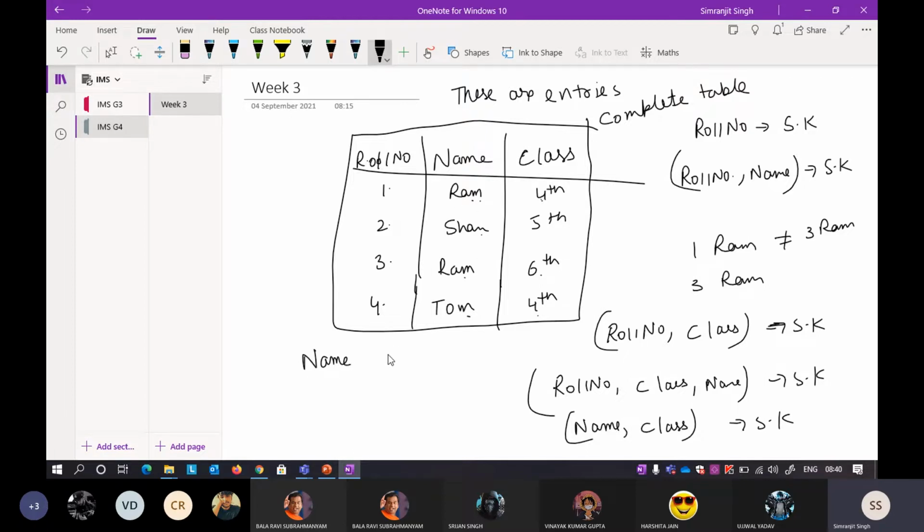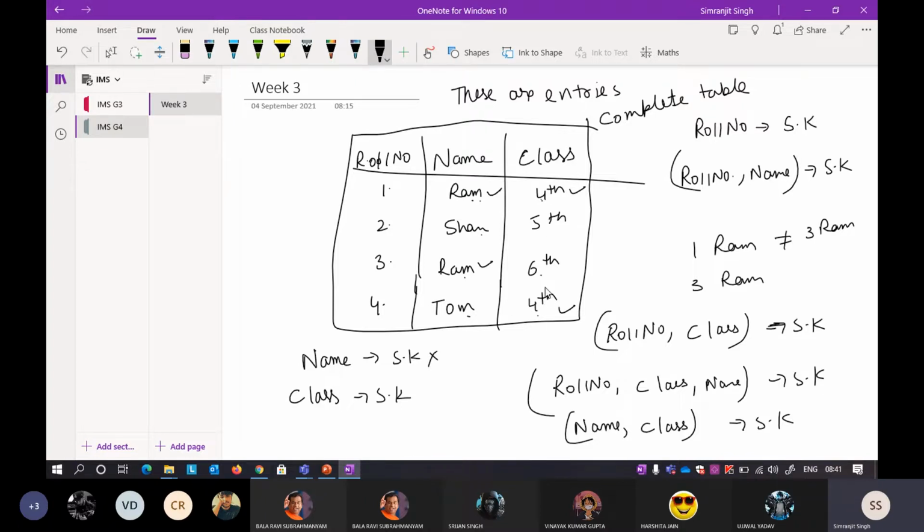But if I say that name can uniquely identify an entry, this cannot be a super key, because the names can be repeated. Keep that in mind. Another thing: can I say that class can be a super key? Can class individually be a super key? No, class cannot be a super key, because it is repeated here and the entries will be different.